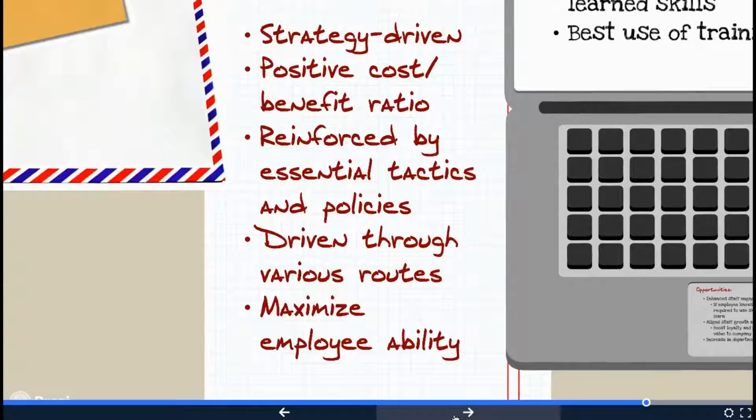Best practices for just-in-time instruction in a corporate world. It is strategy-driven. There is a positive cost-to-benefit ratio. It is reinforced by essential tactics and policies, driven through various routes. It maximizes employability.